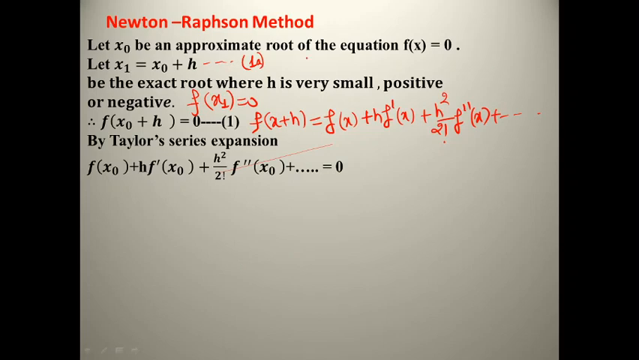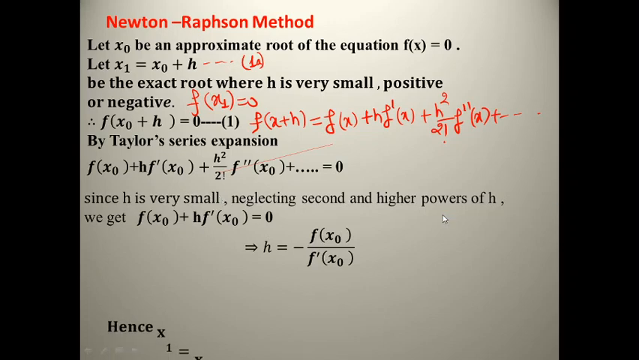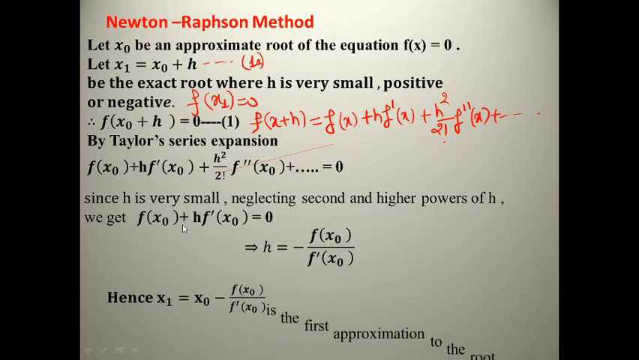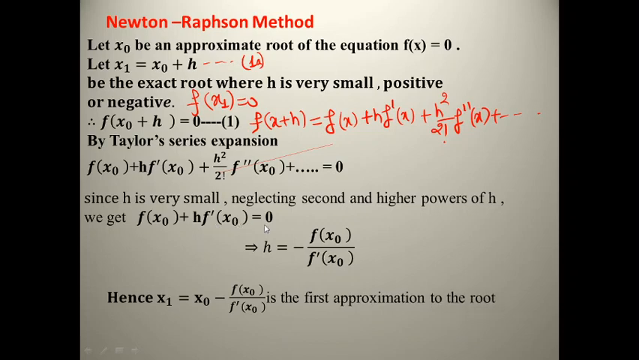Now h is a very small quantity, so its higher power terms will be negligible. Neglecting second and higher power terms of h, we get f of x naught plus h f dash of x naught is equal to 0. From this we find h, which is nothing but minus f of x naught upon f dash of x naught. In this way we get the value of the exact root: x1 is equal to x naught minus f of x naught upon f dash of x naught. This is called the first approximation to the root.